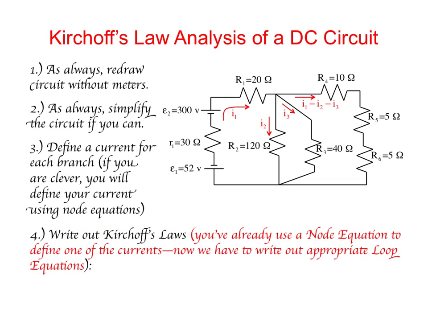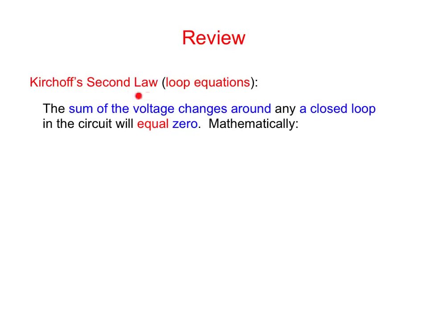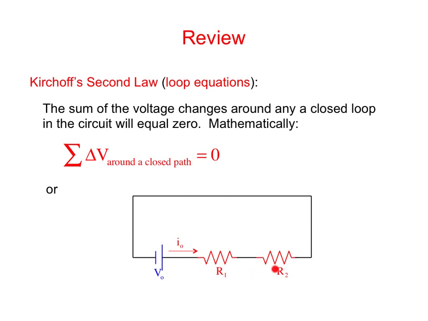Having done that, having used the node equation to identify our current, now we have to start looking at loop equations. So a loop equation, which is Kirchhoff's second law, is essentially the summing of the voltage changes around any closed loop and putting that sum equal to 0. This is the way I would characterize it mathematically. This is the circuit that I'm going to use to animate the idea.